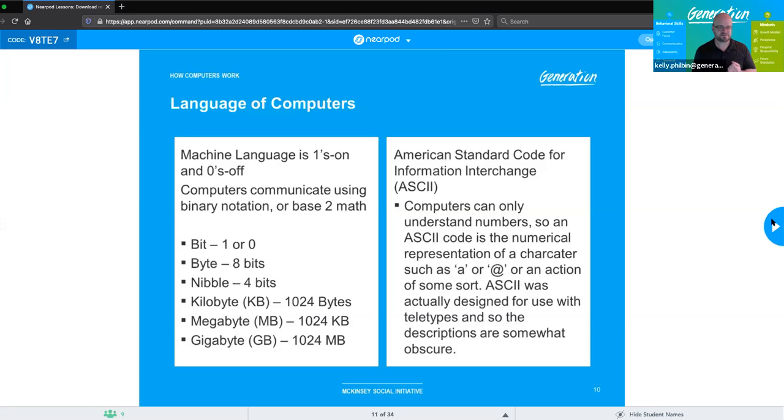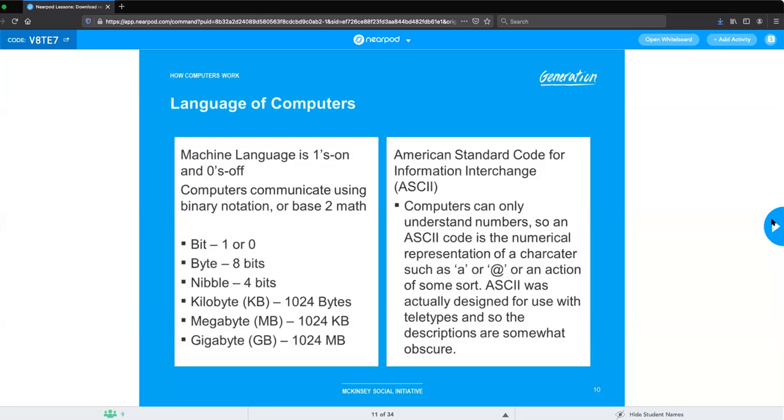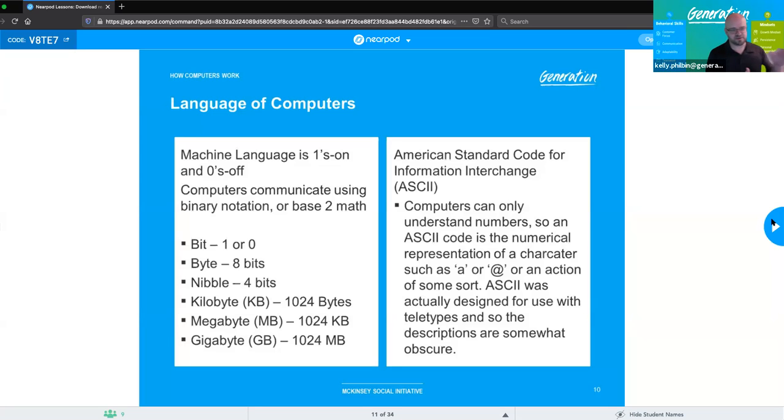Any ideas? Go ahead, Emmanuel. Believe it's because it's a base two rather than base 10. Correct. Because as you're doubling it each time, it doesn't end on 1,000. It'll end on 1,024. So excellent. I appreciate it.